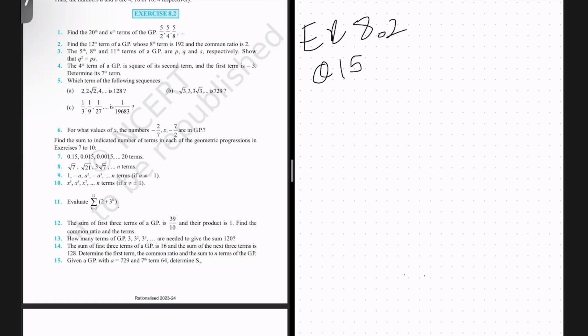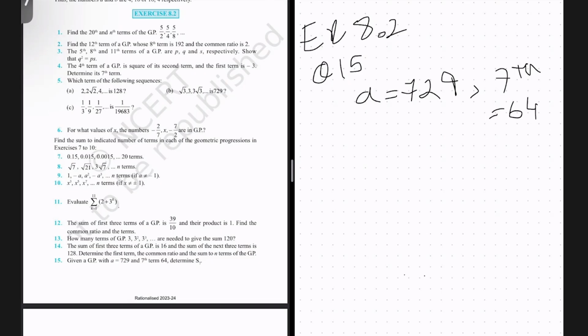In question number 15, we have given a GP with A equal to 729, and the seventh term being equal to 64. Determine S7, right? So in question number 15, we have a GP with A equals 729, and you have the seventh term as being equal to 64.